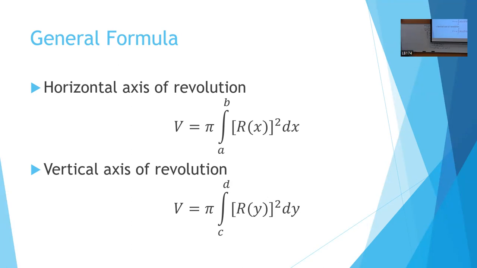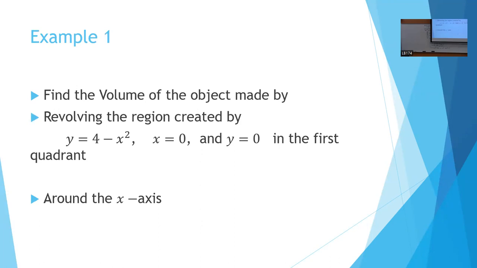All right. So let's find this value. We're going to create a region, and that region is going to be bounded by y equals 4 minus x squared, x equals 0, and y equals 0 in the first quadrant. First quadrant just means upper right quadrant. And we're going to revolve that around the x-axis, and we'll find the volume of that object.